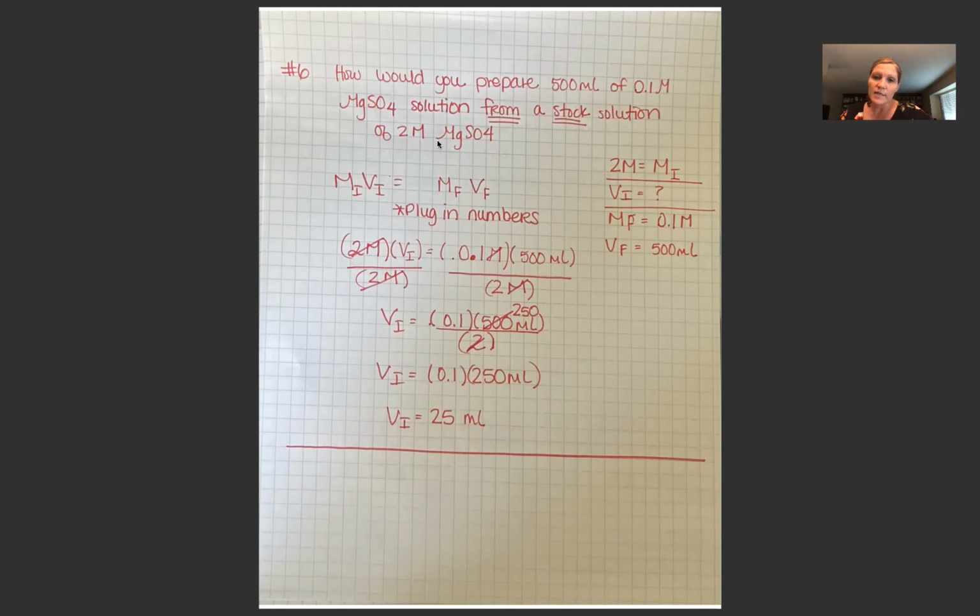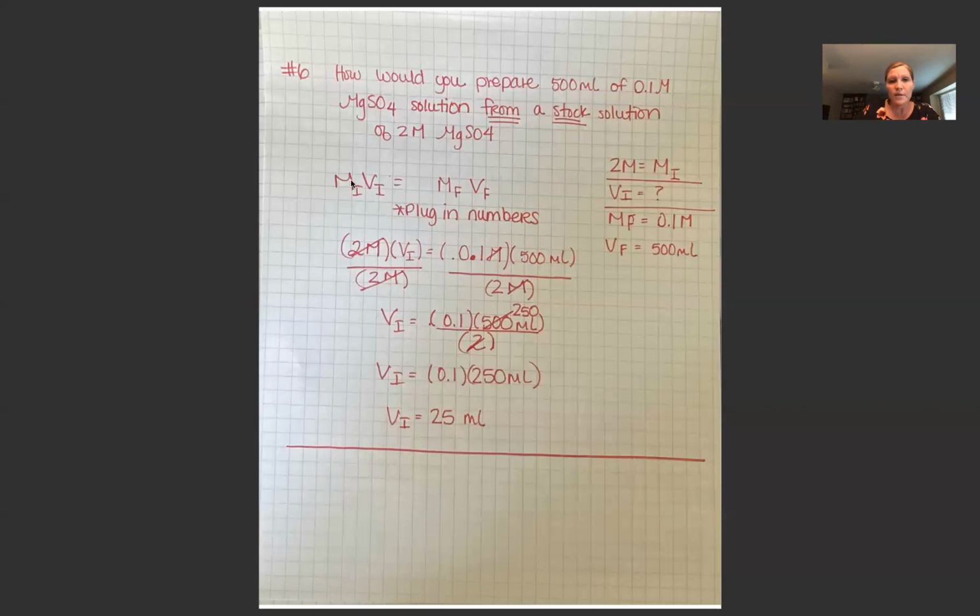And so what I have done is I've given myself a little key. 2 molars is the initial mass of the solution we're talking about. We do not know what we're starting with volume-wise. It doesn't tell us that in the problem. We do know that we want to get a mass final of 0.1 molars, and we have a final volume of 500 milliliters. So now that I know all those, based on how I read the question, I'm going to plug those numbers into my equation.